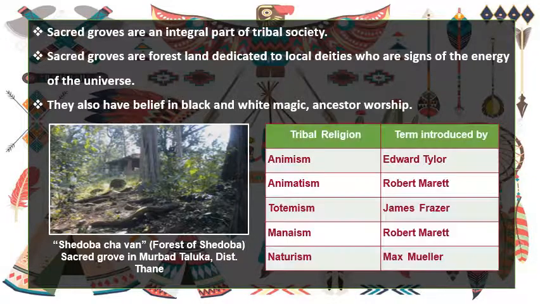This table shows the name of the tribal religion and who introduced it. Animism was introduced by Edward Tyler. Animatism was introduced by Robert Marett. Totemism was introduced by James Frazer. Manaism was introduced by Robert Marett. Naturism was introduced by Max Muller.